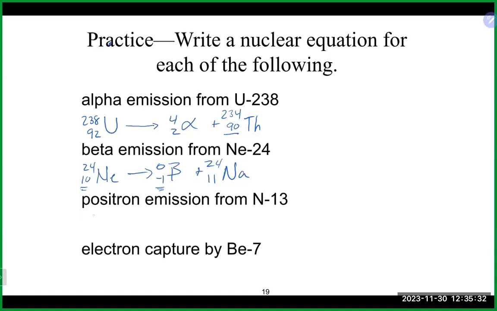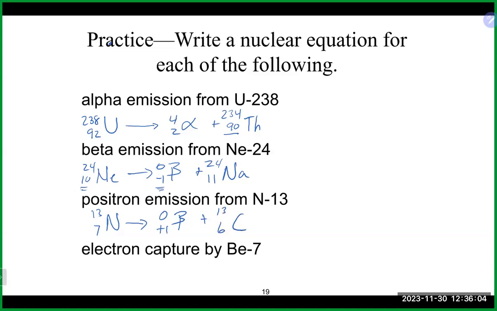Positron emission of nitrogen-13. The atomic number of nitrogen is 7. Once again, emission means our particle will be on the product side. You can use the e or the beta symbol here to represent your positron. This one, though, is actually +1, which means we're going to subtract those two numbers. 7 minus 1 is 6, and that's going to give us carbon. And 13 minus 0 is 13 up on top there.